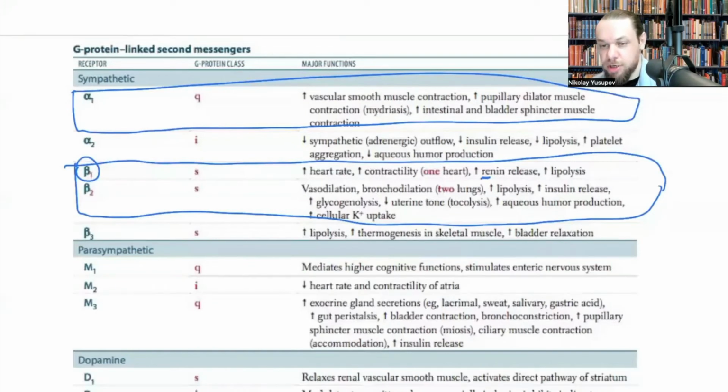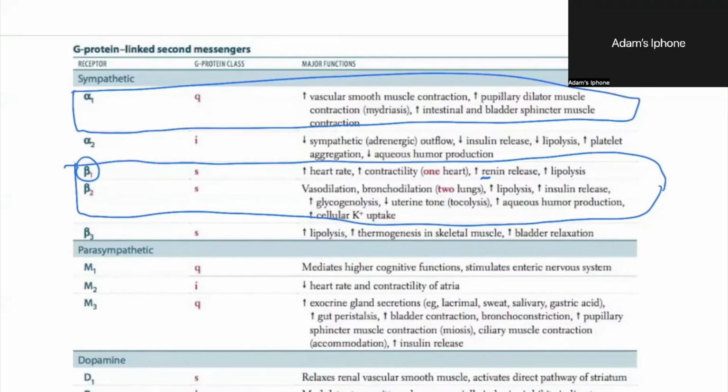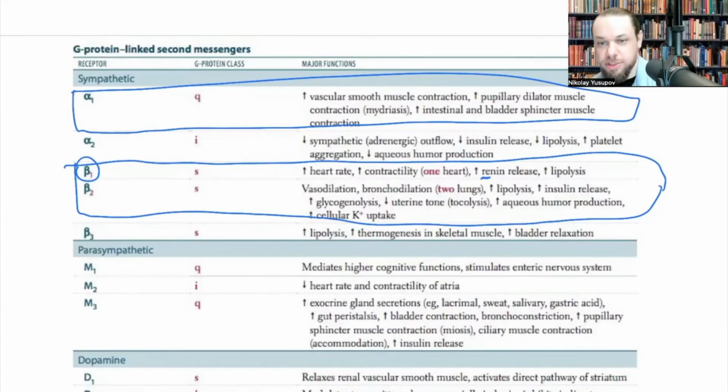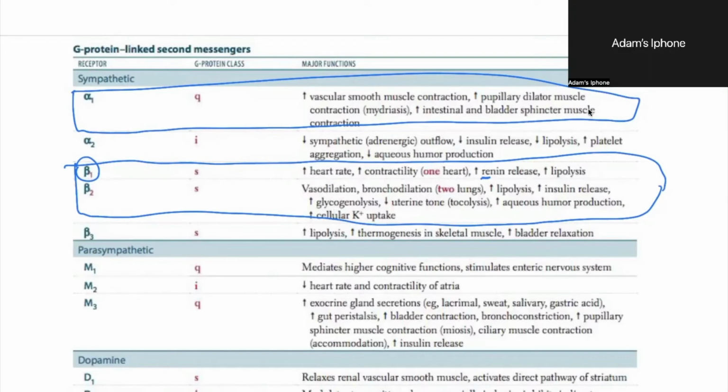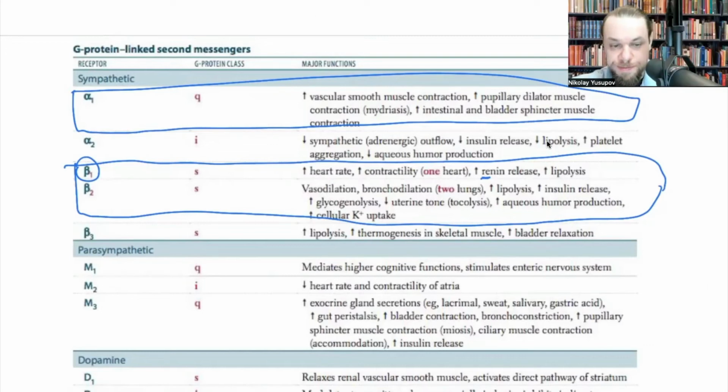So low blood pressure. That renin is going to be released by the juxtaglomerular apparatus. We're going to get to that shortly, so it's very important for that. So these are the receptors you want to make sure you know.